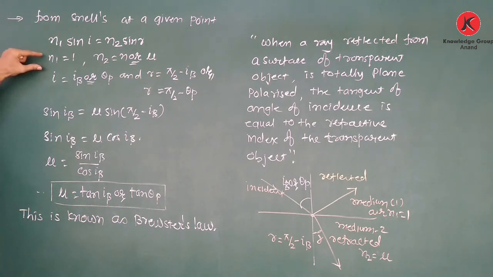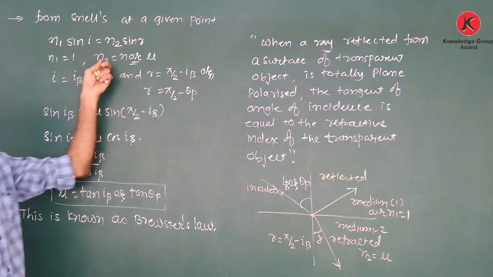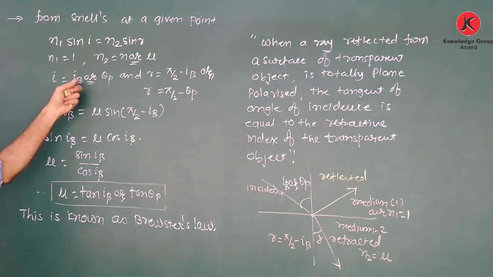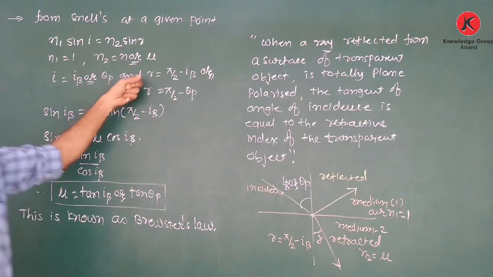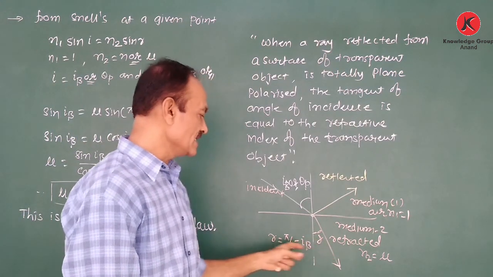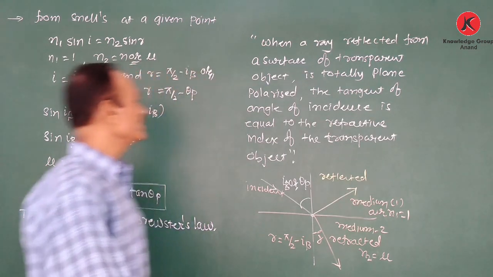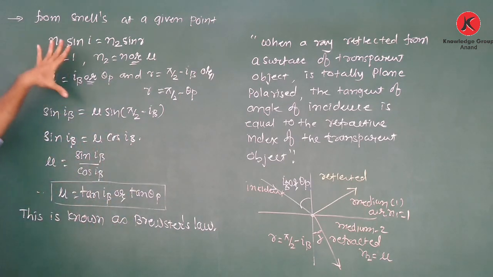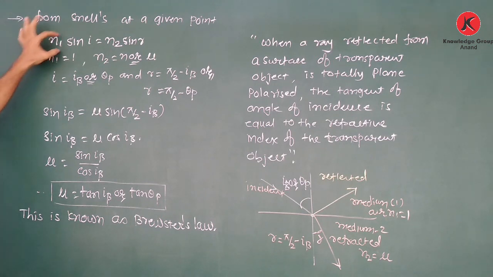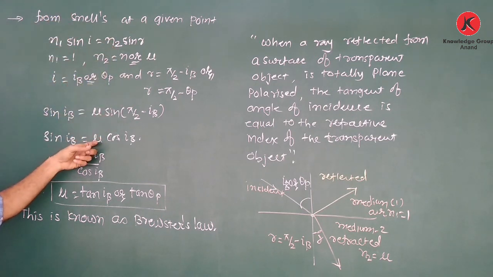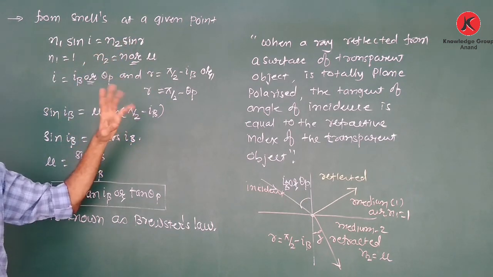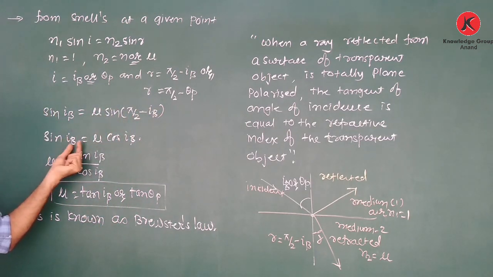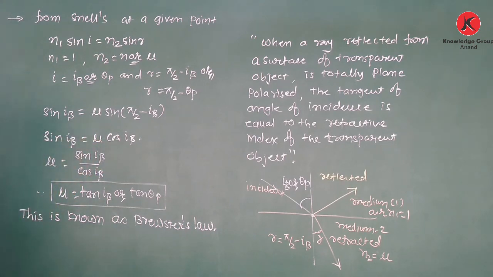Here n1, for the air medium, the refractive index is 1. n2, for the transparent medium, the refractive index is n or mu. The angle of incidence i is equal to iB or theta p, and r is the angle of reflection, r equal to pi by 2 minus iB, or pi by 2 minus theta p. Now we substitute these values in the Snell's law equation. So 1 into sin iB is equal to mu sin of (pi by 2 minus iB). Therefore, sin of (pi by 2 minus theta) is cos theta. Therefore, sin iB is equal to mu cos iB.